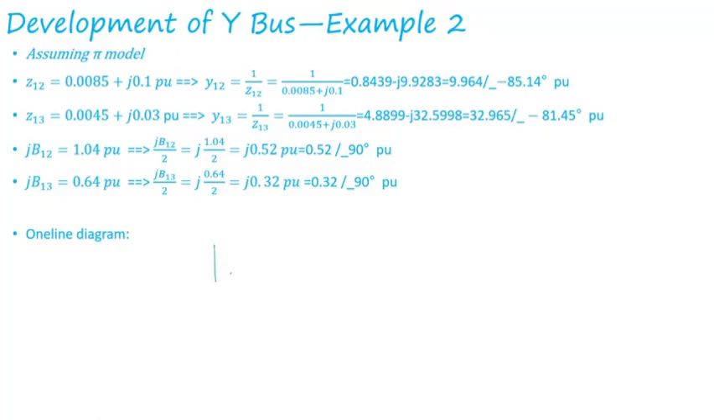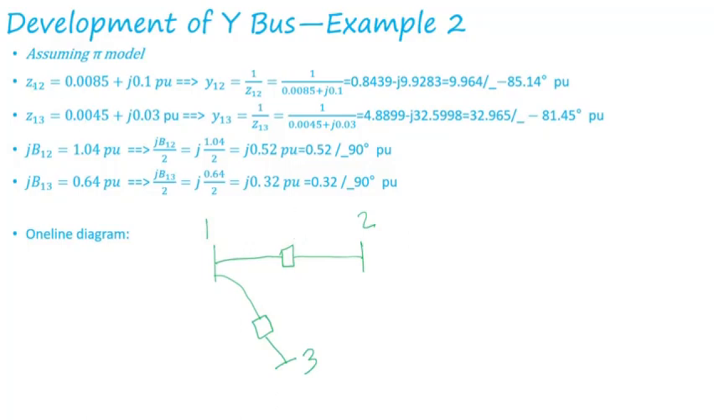So let's just do a quick sketch. Here's bus 1. It has series impedance. And here's bus 2. And I know bus 1 is connected to bus 3, something like this. I'm just using a little square rectangle for admittance.